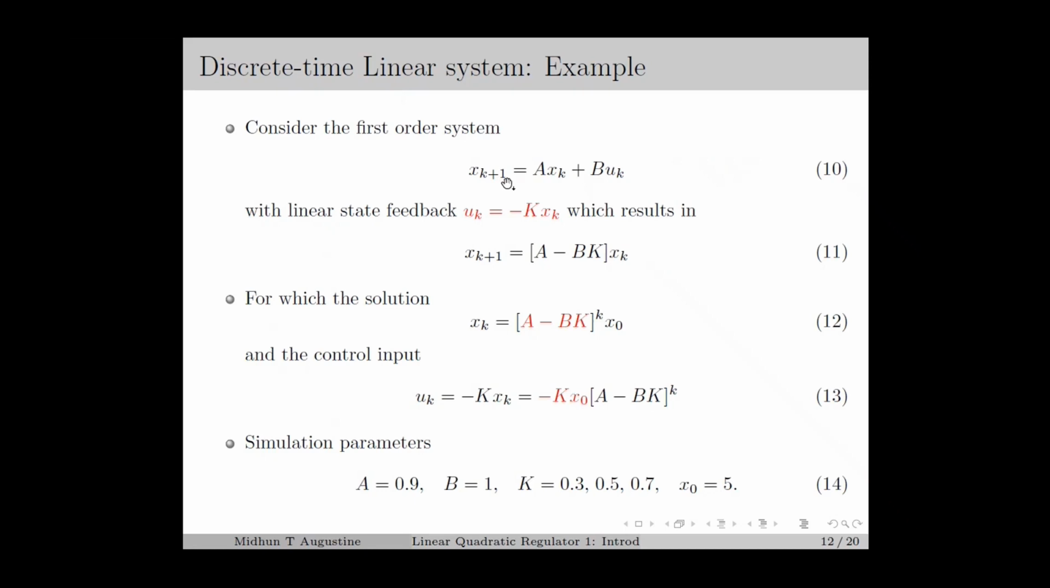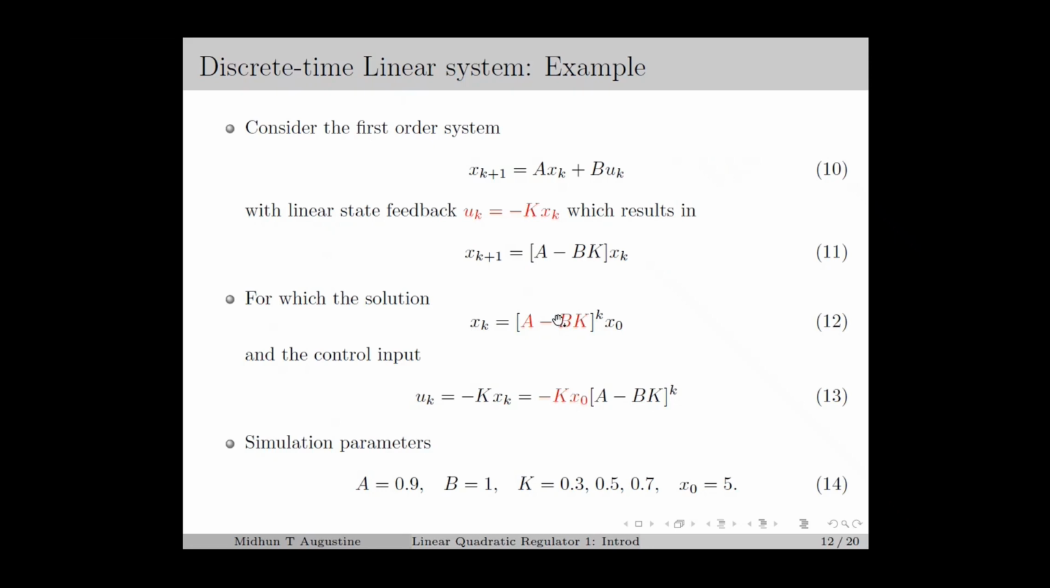Now for the linear state feedback, we have uk equal to minus k times xk, where k is the feedback gain. And by substituting this in the state equation, we obtain the closed loop dynamics as in equation number 11. From this equation, we have x1 equal to a minus bk times x0, x2 equal to a minus bk times x1, which is equal to a minus bk squared times x0, and similarly xk equal to a minus bk raised to k times x0.